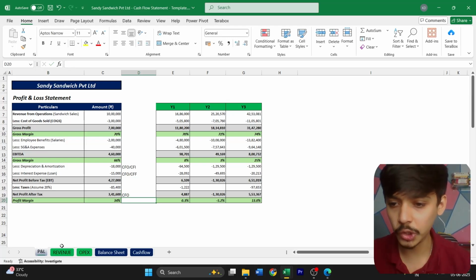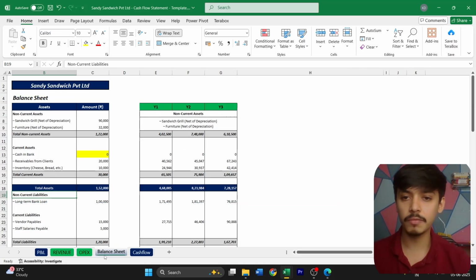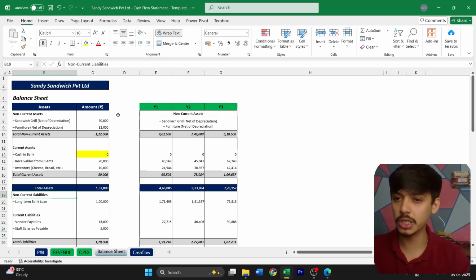Now we have calculation for revenue and OPEX, which are the supplementing sheets which we don't take to cash flow statement. Next we come to balance sheet, and we will now mark each of the element of balance sheet of what will go into cash flow statement.